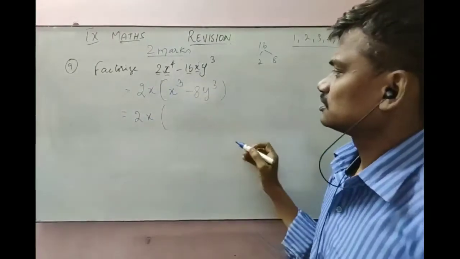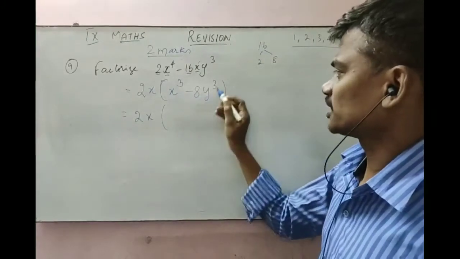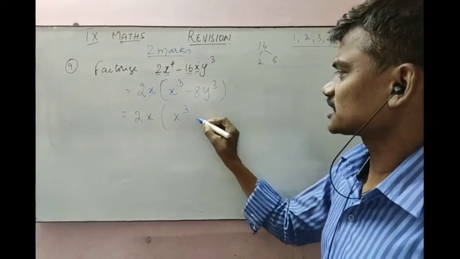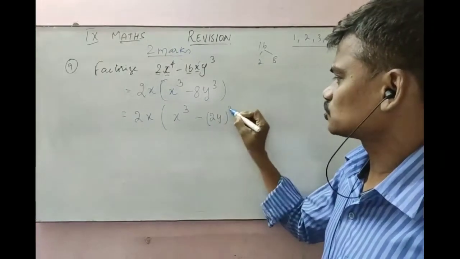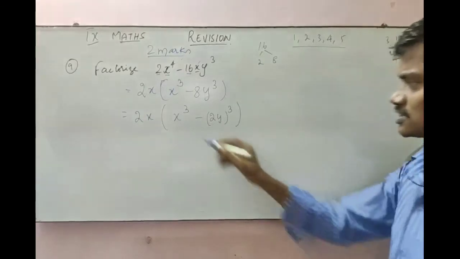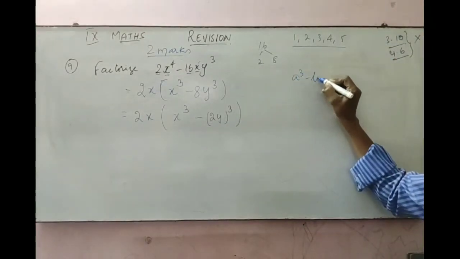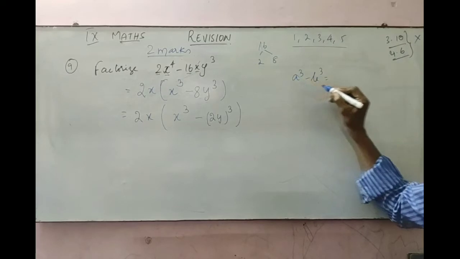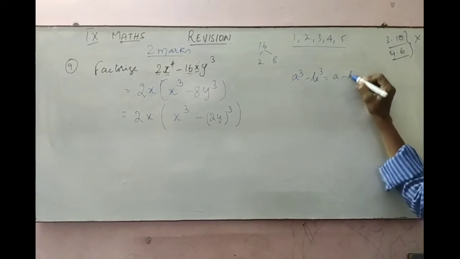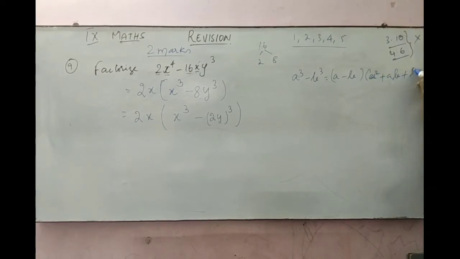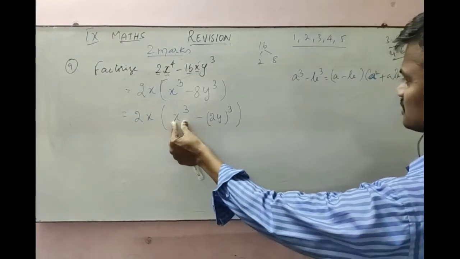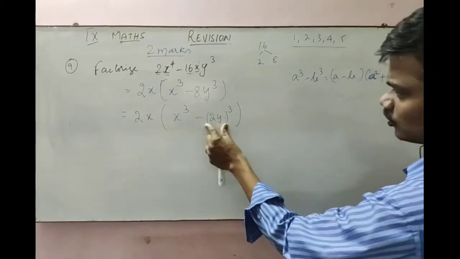Here this term in the bracket is in the form of a cube minus b cube. So I am going to write this as x cube minus 8 can be written as 2 cube. So you can write this as 2y whole cube. Now this is in the form of a cube minus b cube or x cube minus y cube. A cube minus b cube formula is a minus b into a square plus a into b plus b square. So this is the way of factorizing the a cube minus b cube. Here you have to treat the a as x, b as 2y.